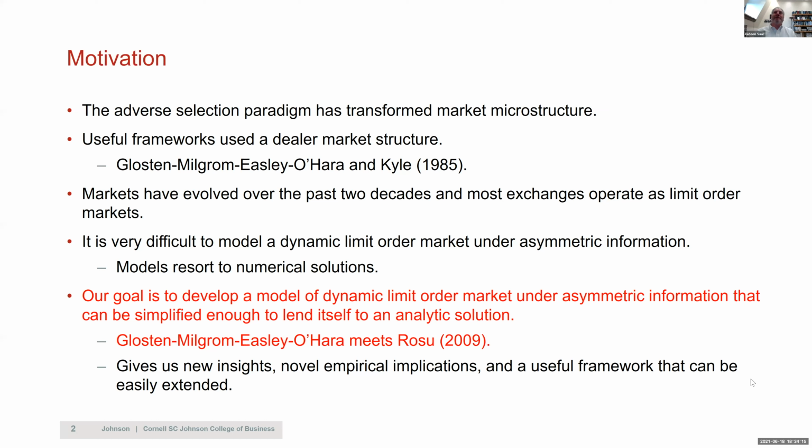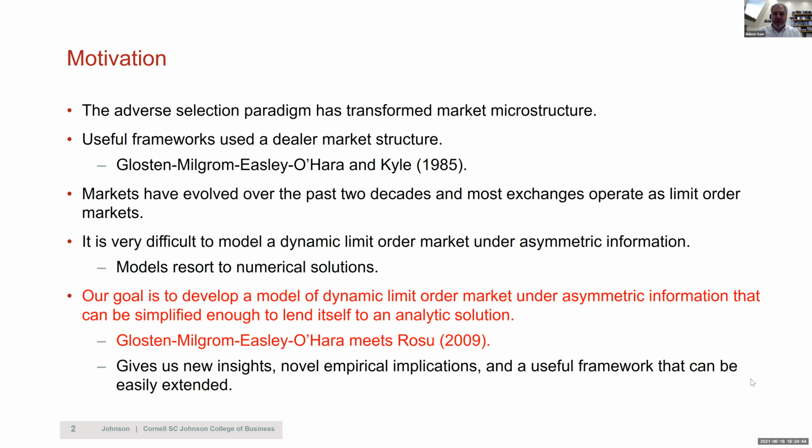They had a survey where they say that limit orders are a relatively simple construct, but limit order markets are complicated beasts because the action space is huge. Everything is huge. And I only know of 3 papers that tried to have a dynamic limit order market under asymmetric information, and all of them eventually resorted to numerical solutions, right? They couldn't solve it analytically.